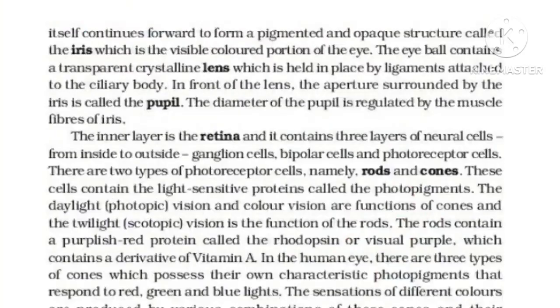The ciliary body itself continues forward to form a pigmented and opaque structure called the iris, which is the visible colored portion of the eye. The eyeball contains a transparent crystalline lens which is held in place by ligaments attached to the ciliary body. In front of the lens, the aperture surrounded by the iris is called the pupil. The diameter of the pupil is regulated by the muscle fibers of the iris.